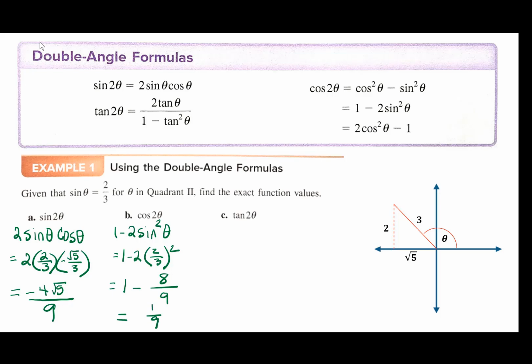And then to find tangent 2 theta, we can actually not even use the formula because we know that tangent 2 theta is going to equal sine 2 theta over cosine 2 theta because tangent is equal to sine over cosine. And since we've already found out what sine 2 theta and cosine 2 theta are, we can just plug those in. So negative 4 square root of 5 over 9 over 1 over 9. So the 9's cancel, and you just have negative 4 square root of 5 for tangent 2 theta.